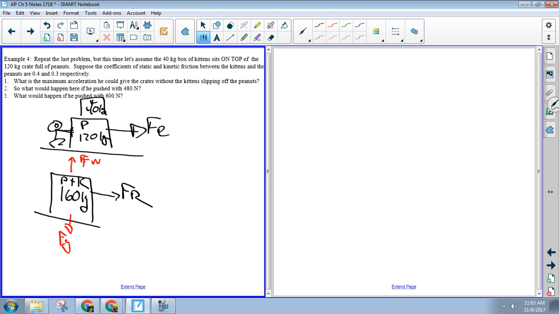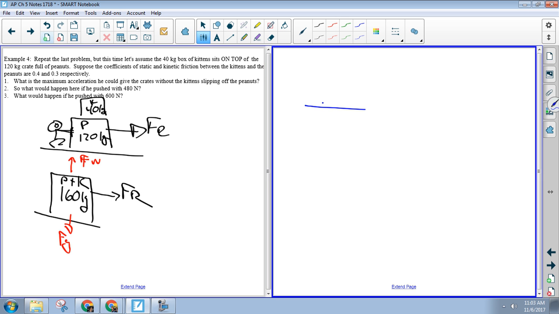We've got to do one for the kittens and one for the peanuts. Which one do you want to do first? Kittens? That was what I was hoping you would say. The kittens one is a little bit simpler. So here's my kittens. They have a mass of 40 kilograms. So right away I know there's going to be a force of gravity, which I'm actually going to find. It's 392 newtons, and a normal force of 392 newtons.